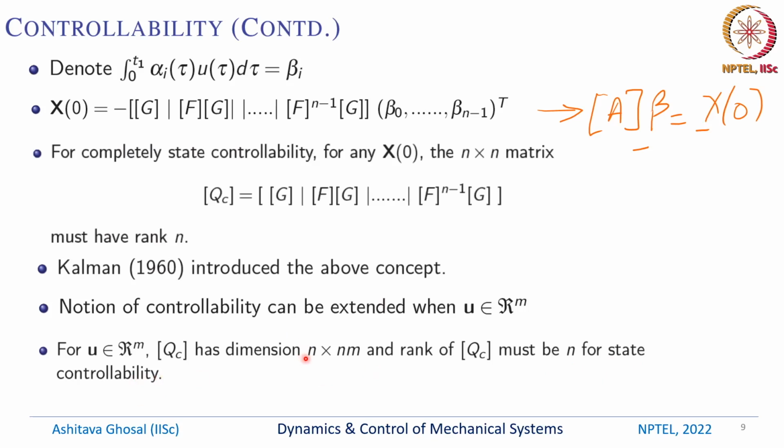So what is n? n is the number of state variables. n by n is the dimension of the matrix F. G, if it is m dimensional, then the dimension of QC must be n cross nm, and the rank of QC must still be n for state controllability.